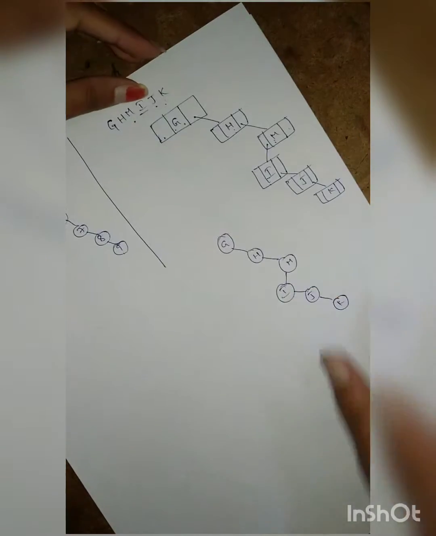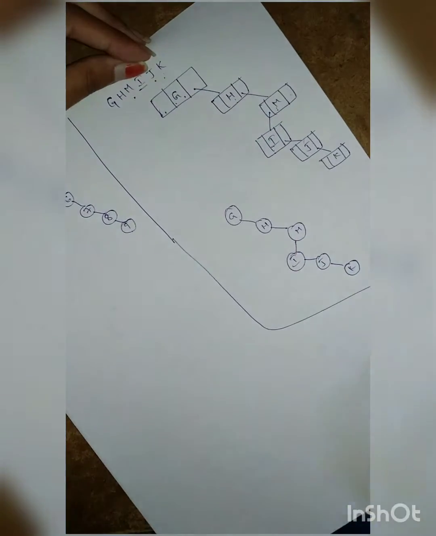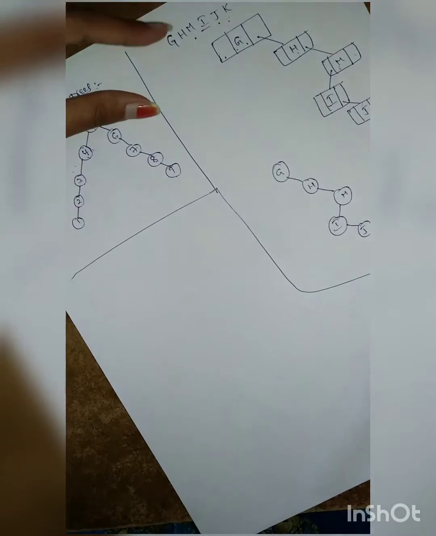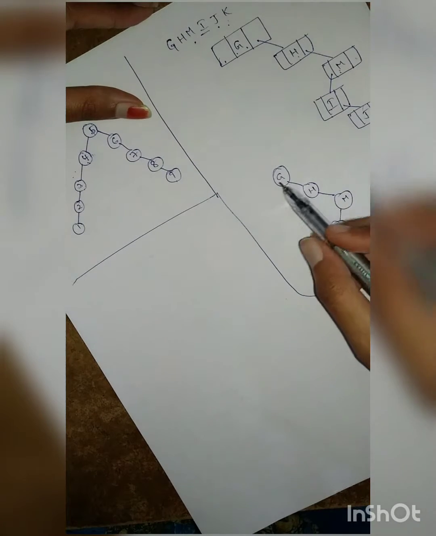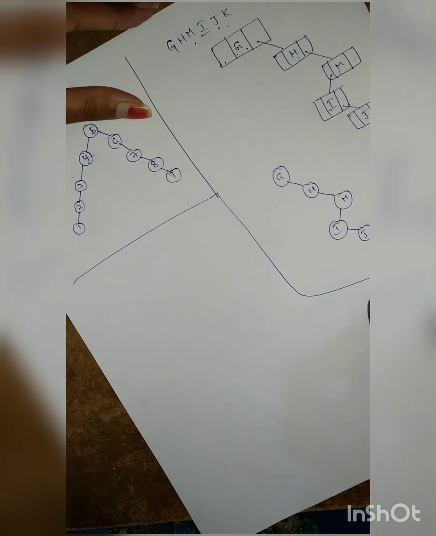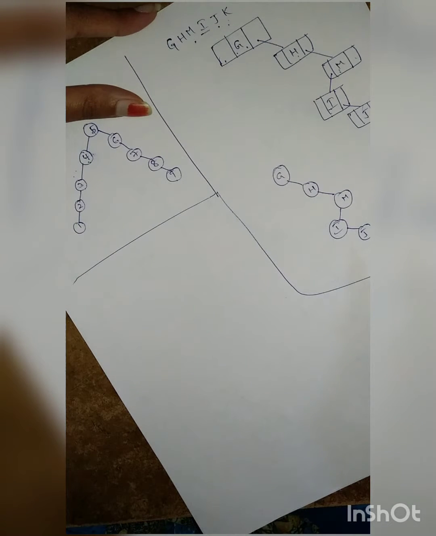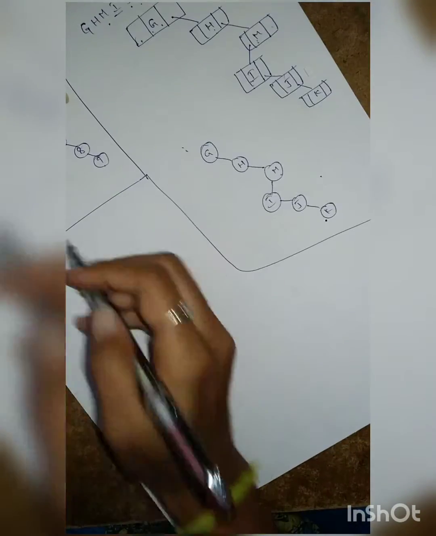In this way we can insert the elements into the binary search tree. Now, if you want to insert an element into G, H, M, I, J, K, let's insert N, it will come here. Let's insert X in this tree.